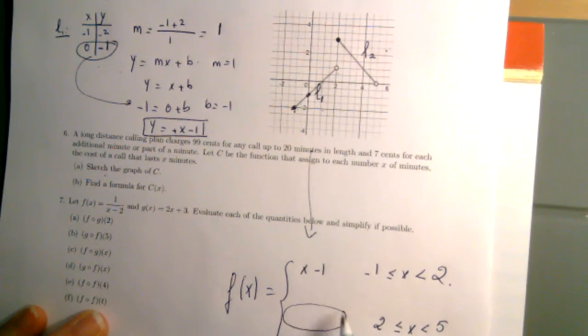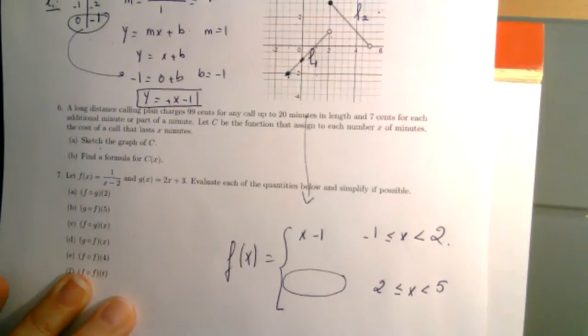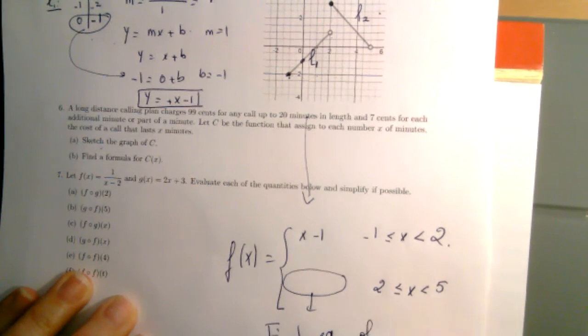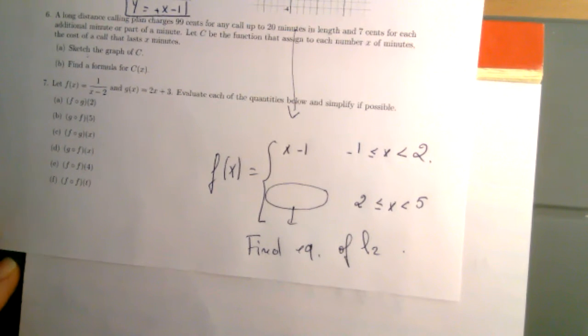how can we find this one? Same way, 2 points and the point slope formula. To do that, we need to find the equation of L2, which is a line, because it's not hard to find it. Pick 2 points, find the equation, and that's the end of that. And that's what gives me the formula.